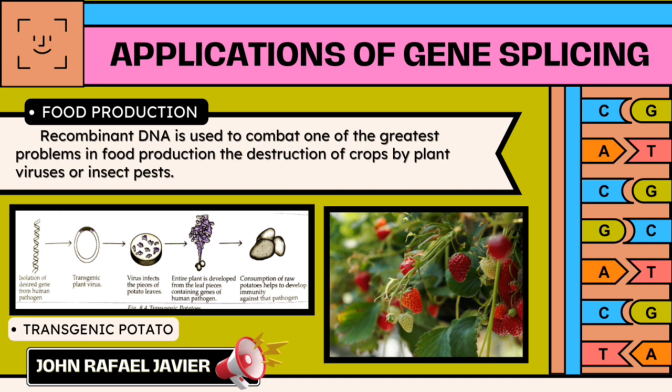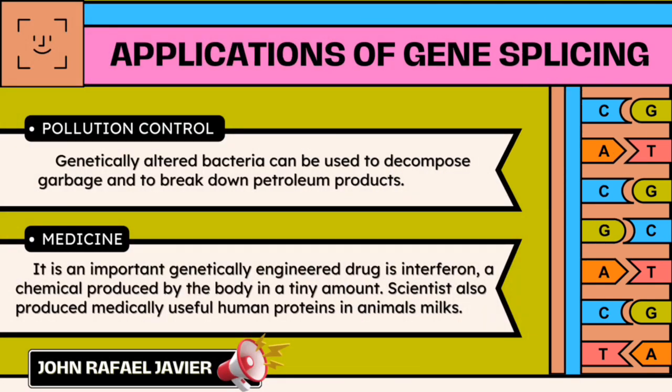Example of food production. The problem in food production is plant viruses, insects, and pests, but scientists also develop transgenic potato and strawberry plants that are frost resistant. Population control. Genetically altered bacteria can be used to decompose garbage and to break down petroleum products. Example of population control. The bacteria can be used to decompose many forms of garbage, and recombinant DNA can be used to monitor the breakdown of pollutants.